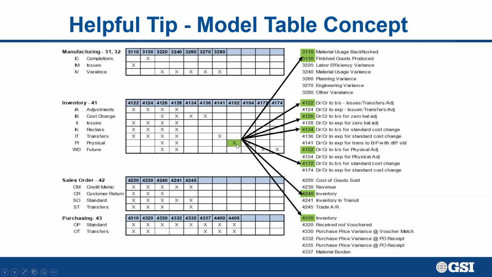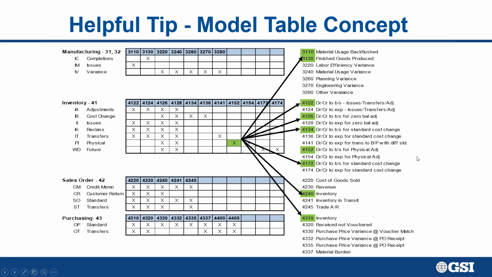Now, the theory behind this is, let's say, for example, I have a purchased part. And it's purchased raw materials. So I purchase it, I receive it in, I debit the raw material account, okay? So that would be purchasing, which is 43. So 4310 kicks in for inventory. So let's say there was $100 there. That $100 now goes into the raw material account, okay?